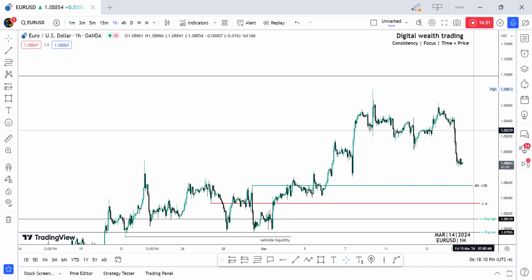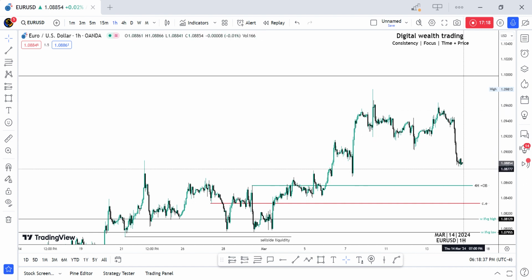Now on the hourly contract we can see how price delivered leaving series of untapped fair value gap above the current market, which is subjected to be filled tomorrow if euro find its way higher. What I'm trying to say is that you see there is a fair value gap here, a fair value gap here, a fair value gap here, and also a fair value gap here. That is how many? One, two, three, four. That is series of what? Fair value gap that remain untapped.